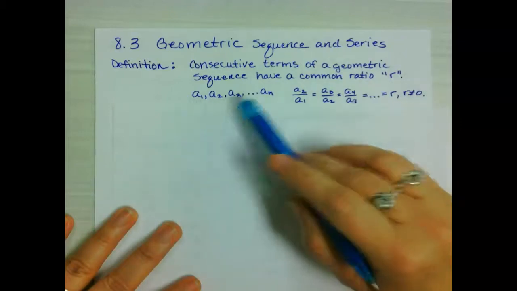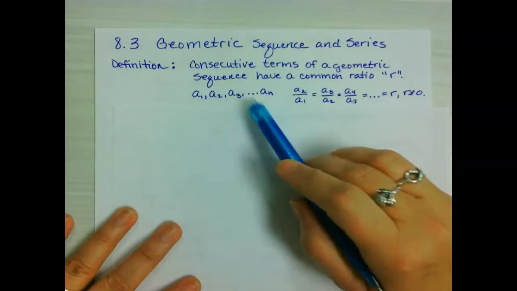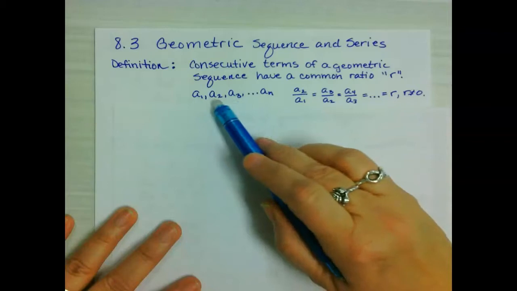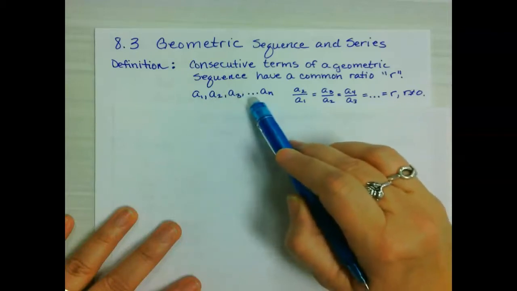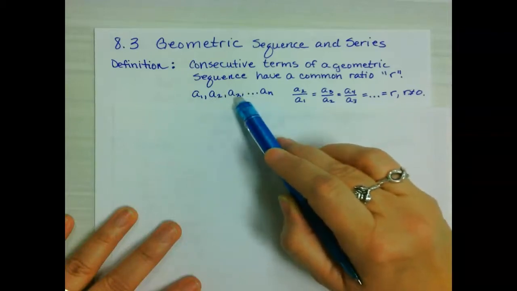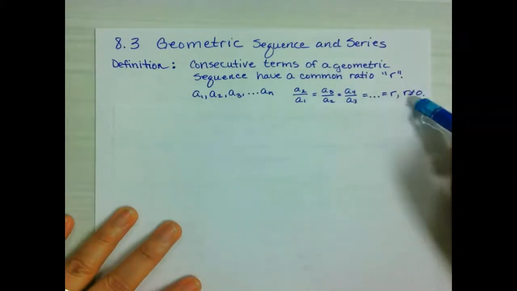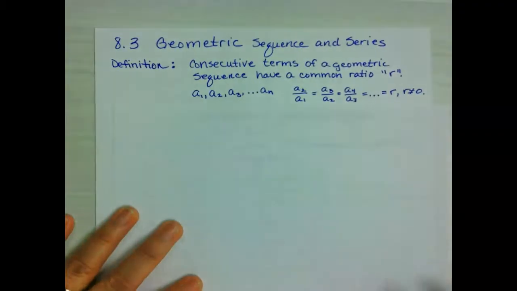So if this is my sequence right here, to find that common ratio, I would take a sub 2 divided by a sub 1, a sub 3 divided by a sub 2, always the term further down in the sequence divided by the one that precedes it. And those should all be the same, and that's what our common ratio is. And of course, the ratio is not going to be 0.